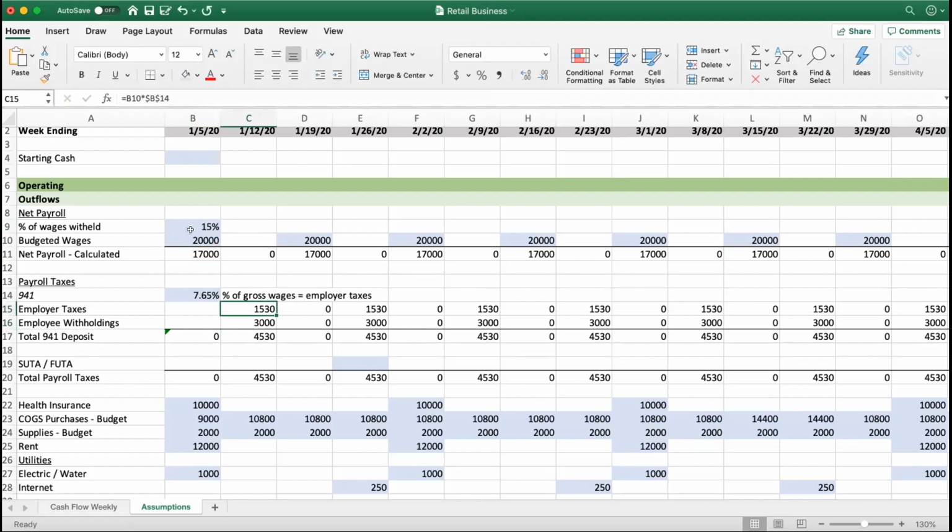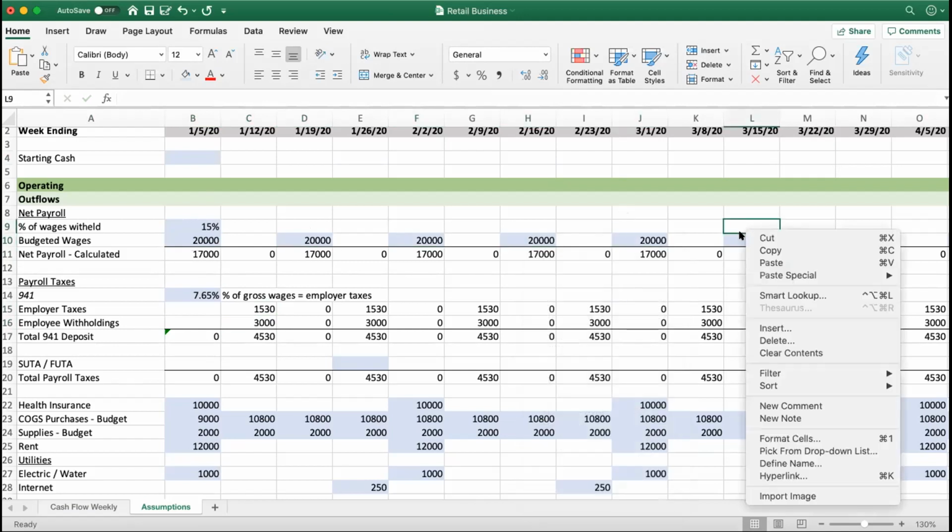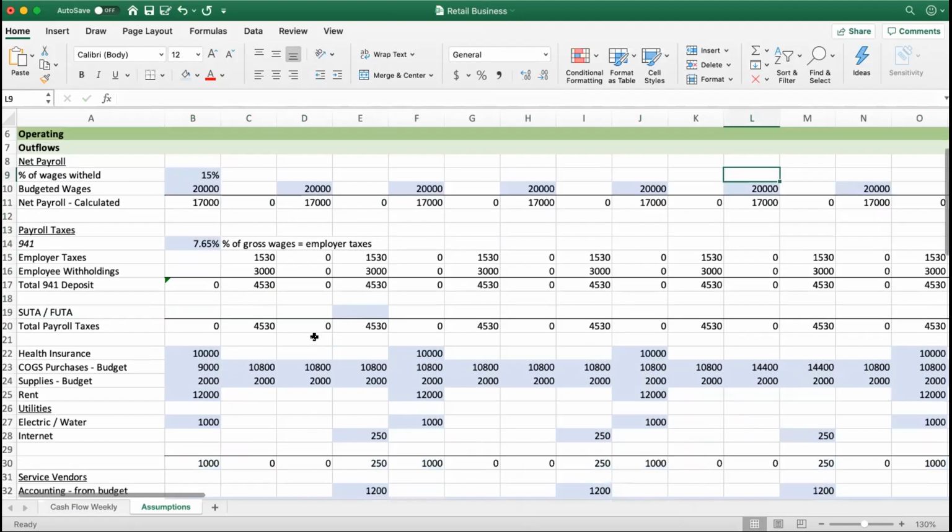The key being the timing. And so you can see where I've used blue fill in advance to mark the weeks payroll happens. So go through and do that, and then you can plug in your assumptions and modify them accordingly.